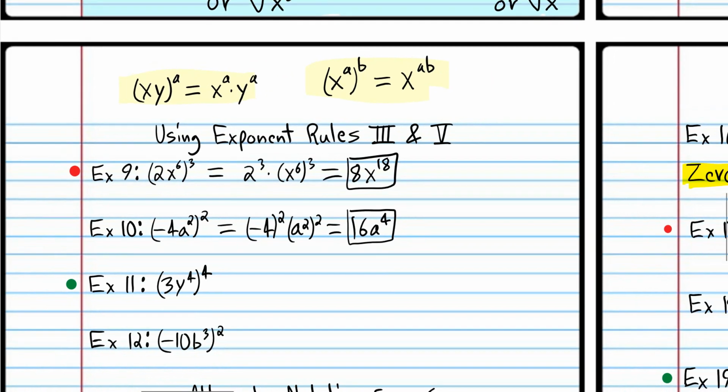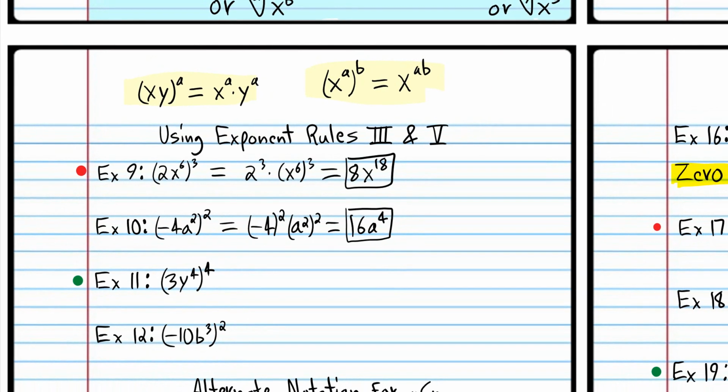So there's a couple examples demonstrating problems where we had to use both rules 3 and 5. So try example 11. When you come back, we'll do it together.